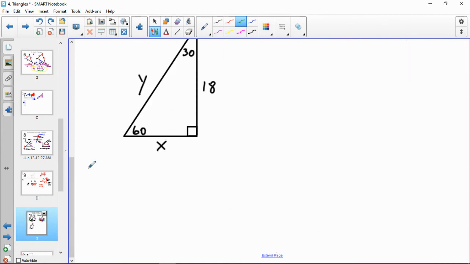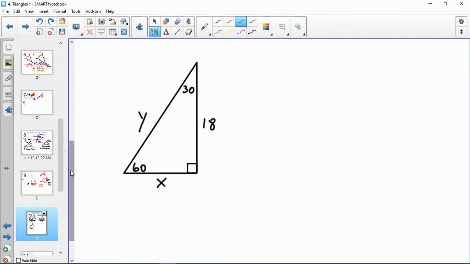So this is an example of a 30-60-90 triangle problem. I just made this one up. Knowing that the side opposite the 60-degree angle is 18, I'm going to find side x and side y. Now, the way I like to approach these isn't to find it based on the variables they give me. I like to do it by writing the formulas out to begin with.